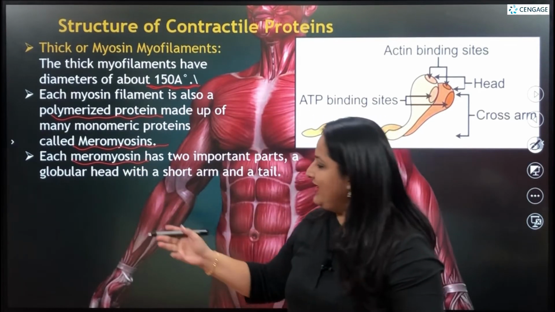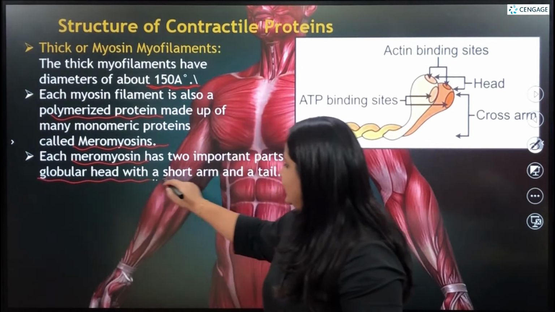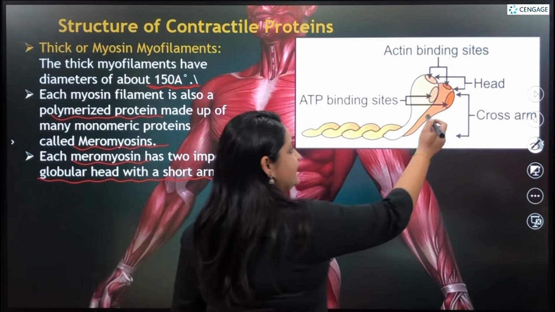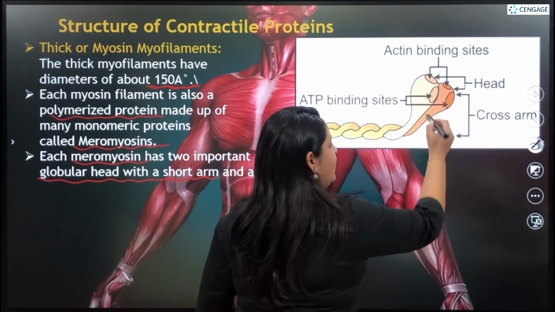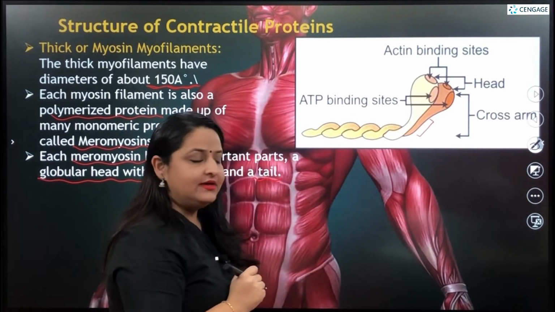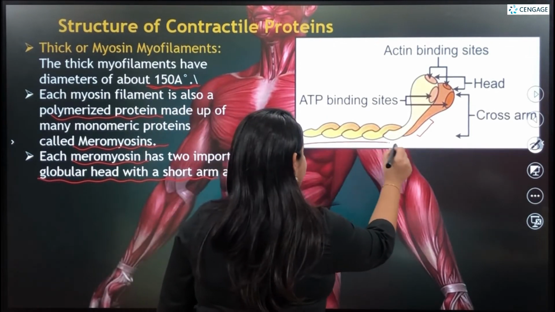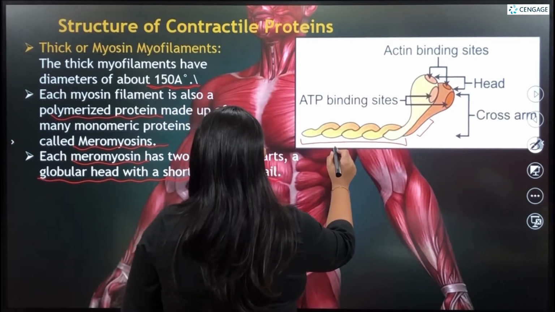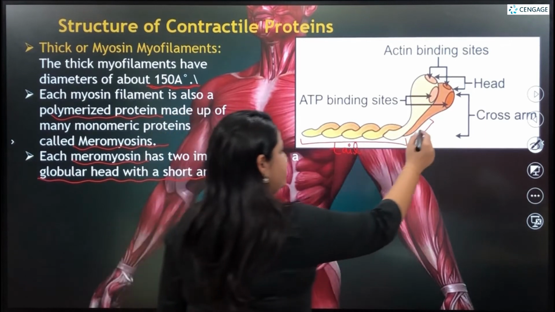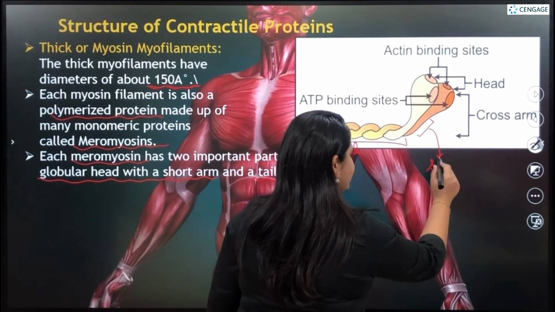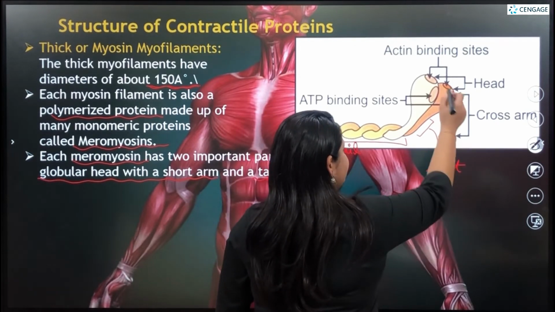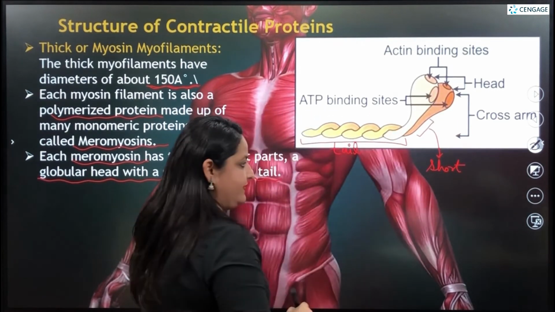Now, each meromyosin has two important parts. We can see one is the globular head with a short arm and the other is a tail. So you can have a look over here. This is the globular head along with a small area over here, and this complete part is known as the tail. This is the tail. This is the short arm, and this complete area is known as the globular head.